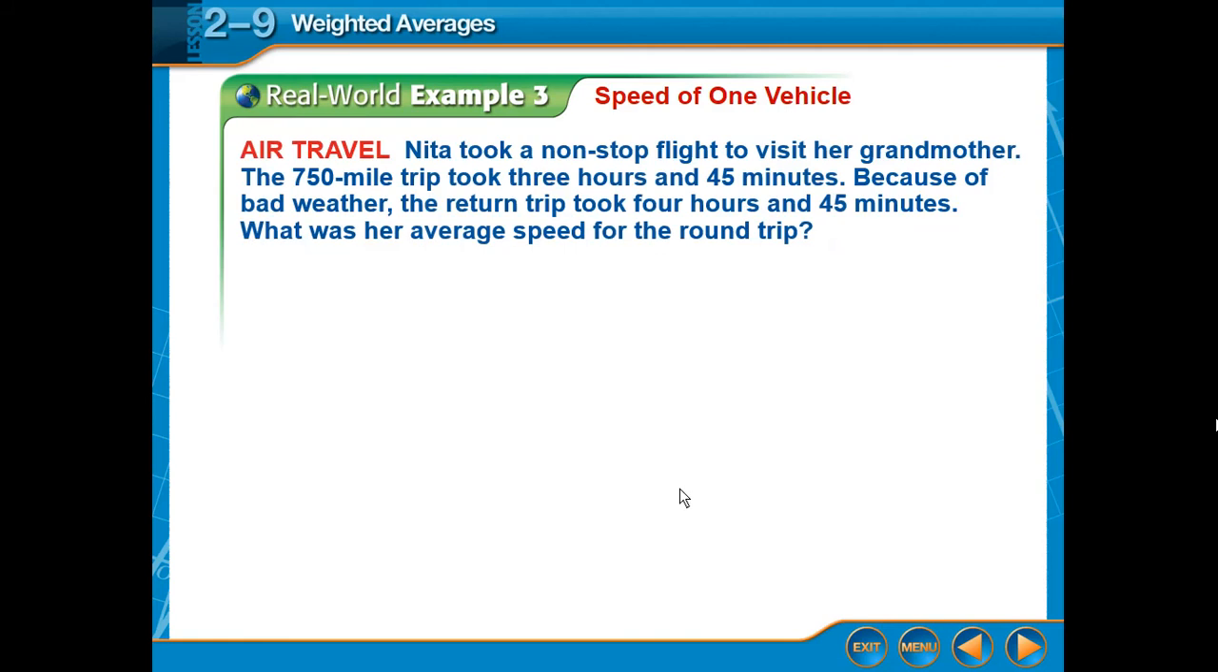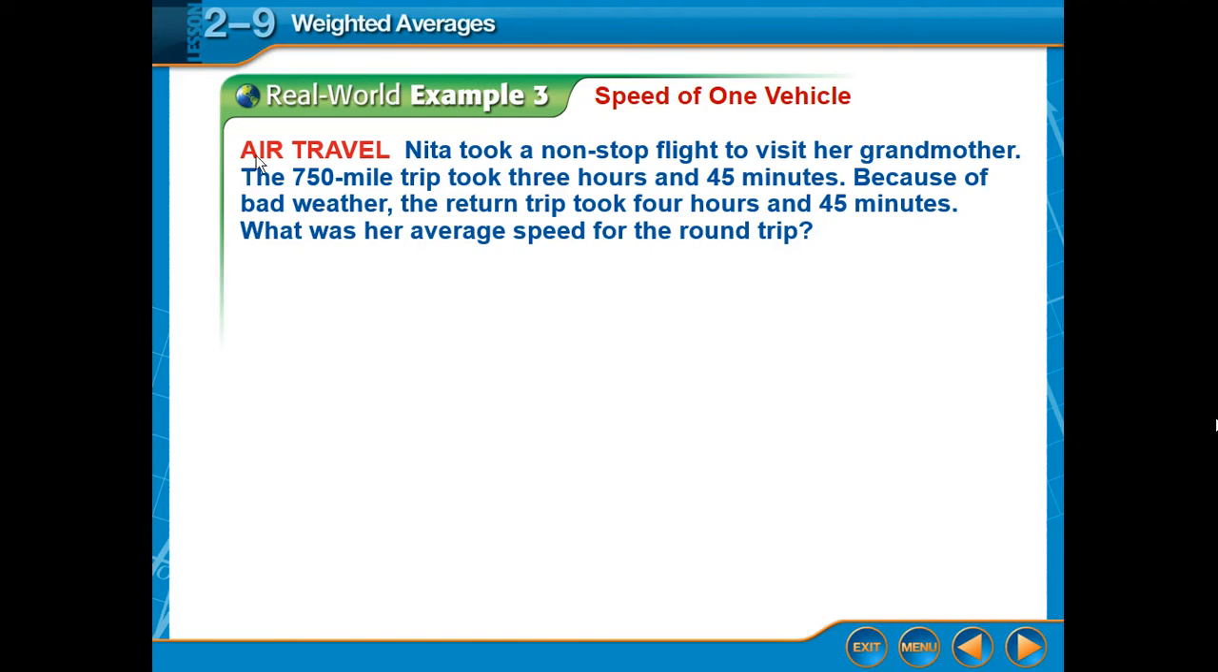Okay, so we also want to be able to find the speed of one vehicle. Nita took a nonstop flight to visit her grandmother. The 750-mile trip took 3 hours and 45 minutes. Because of bad weather, the return trip took 4 hours and 45 minutes. What is her average speed for the trip?